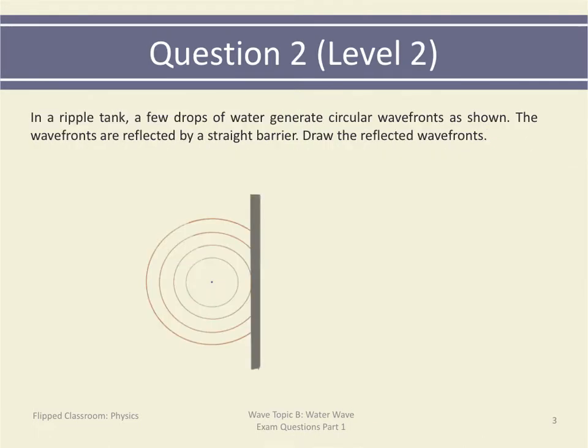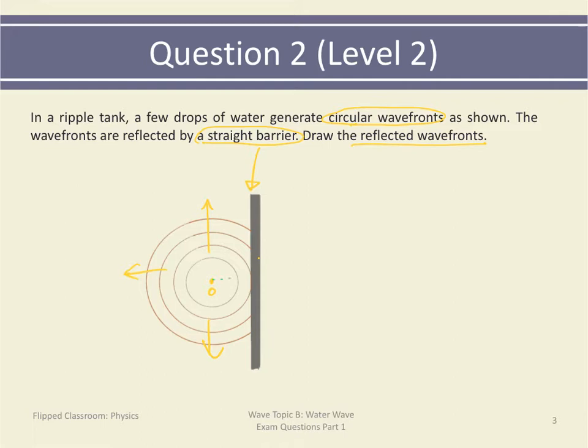Question 2. In a ripple tank, a few drops of water generate a circular wavefront as shown. The wavefront is reflected by a straight barrier. You're asked to draw the reflected wavefront. Now first we look at the center of the circle. It generates the circular wavefront and spreads outward. When it hits the barrier, it will reflect.